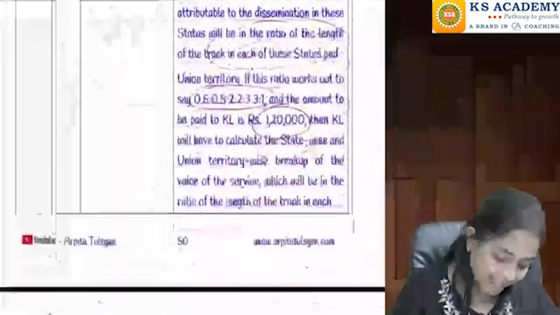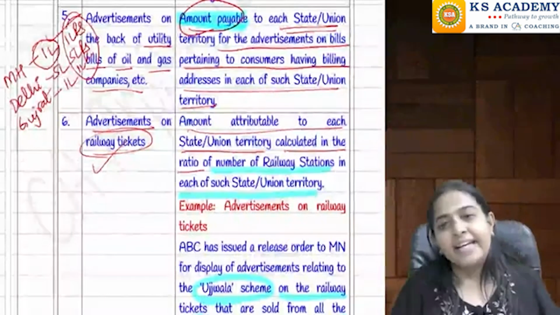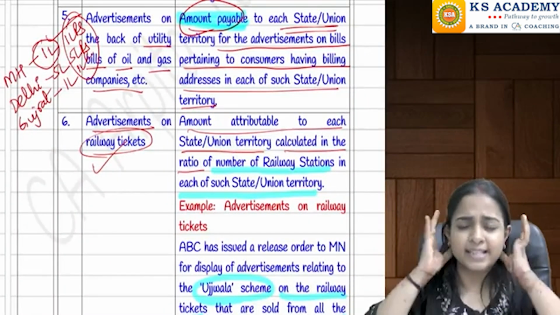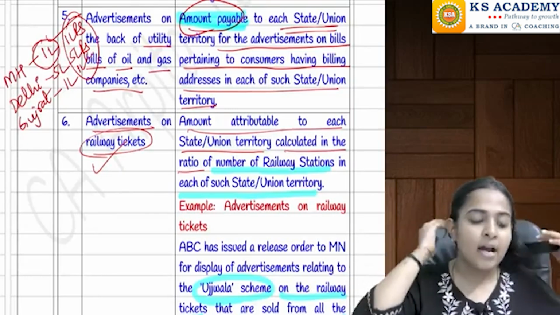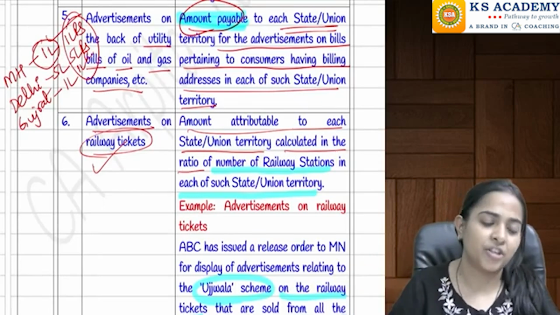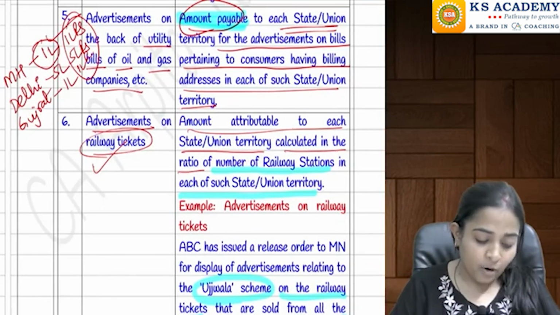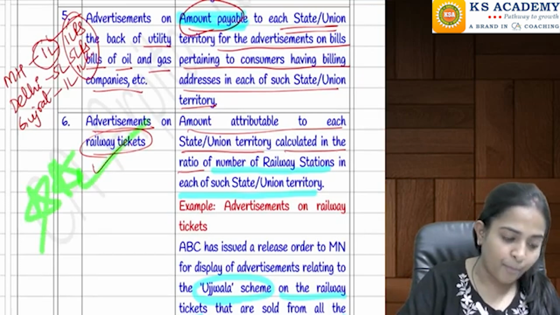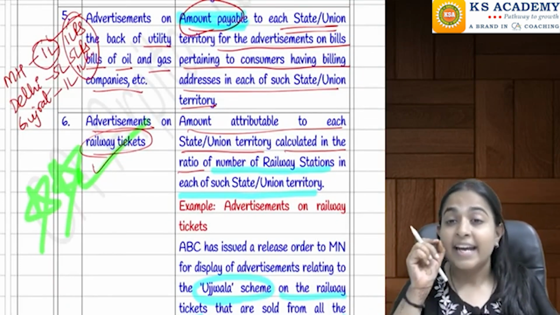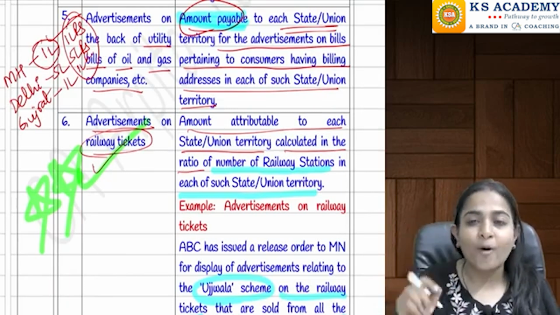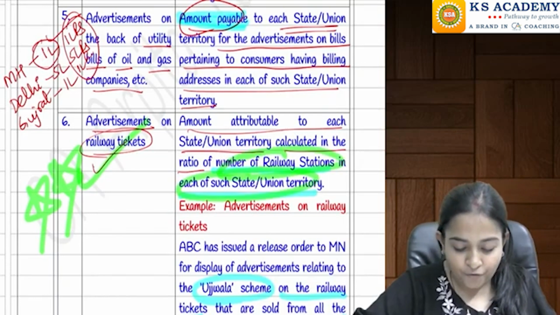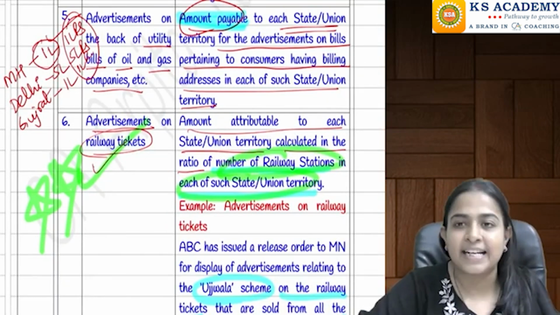indianrailway.gov.in. That website is going to provide you the same. Then if there is any advertisement done on the back of the utility bills like gas bills, etc., you must have seen some advertisements of the government. Then in that case again the amount will be divided on the basis of amount payable for each state or union territory. Then advertisement on railway tickets, again important. On a railway ticket, if there is any government advertisement, then this amount will be divided in the ratio of number of railway stations in each of such state or union territory.